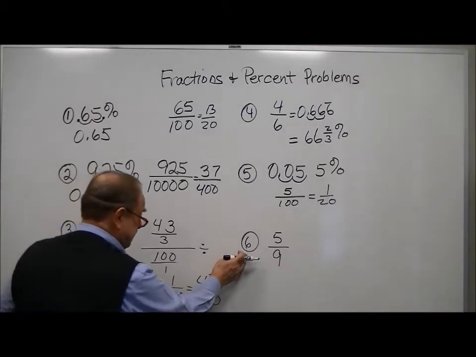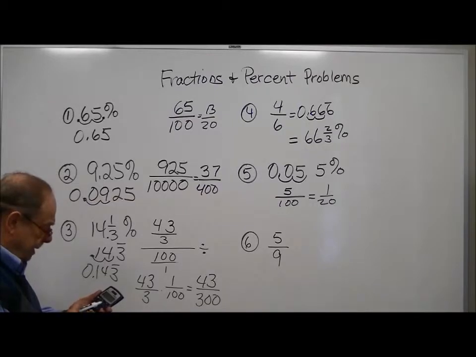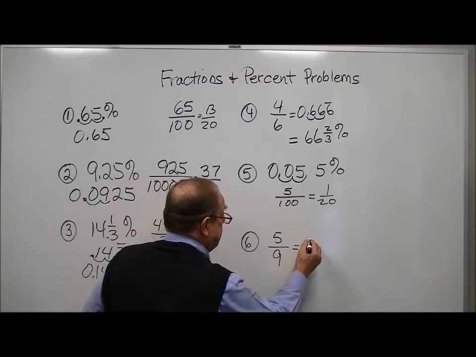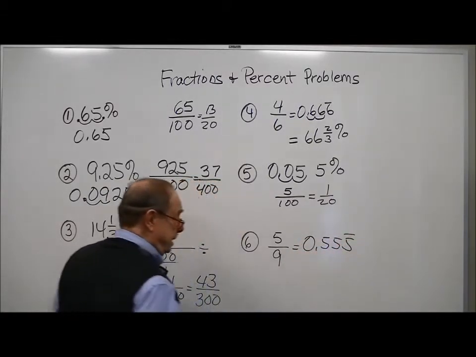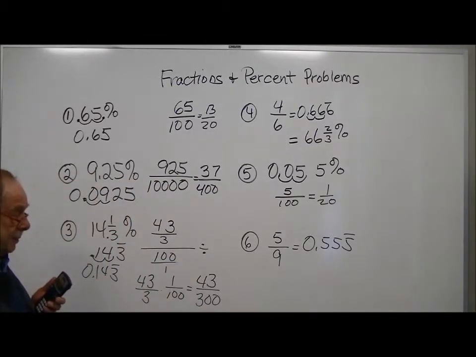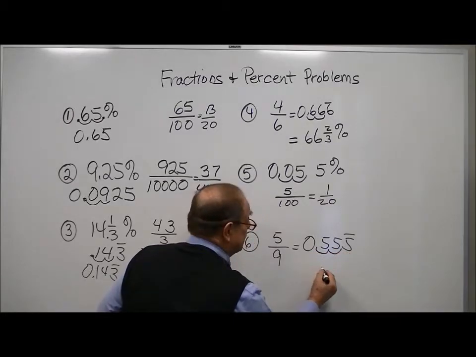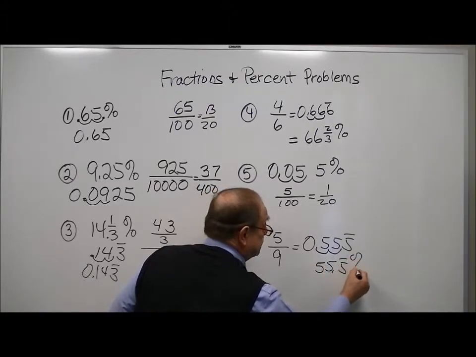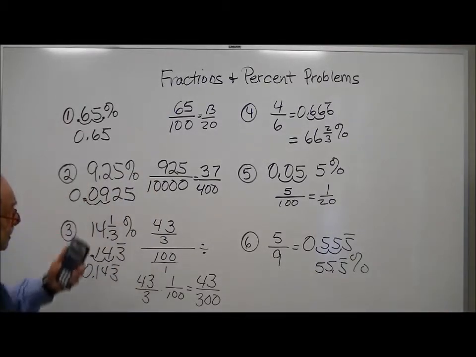In this case, 5 over 9, 5 divided by 9 is 0.555 repeated. To put it in percent form, move our decimal over. This would then be 55.5 with a repeating bar, and these are our first few.